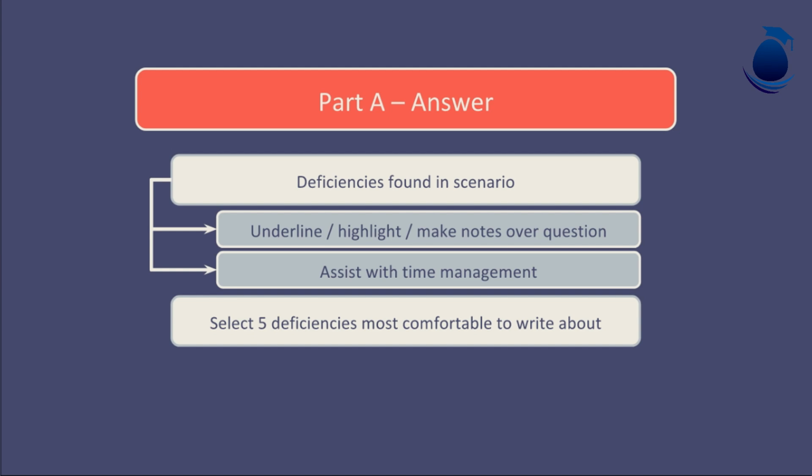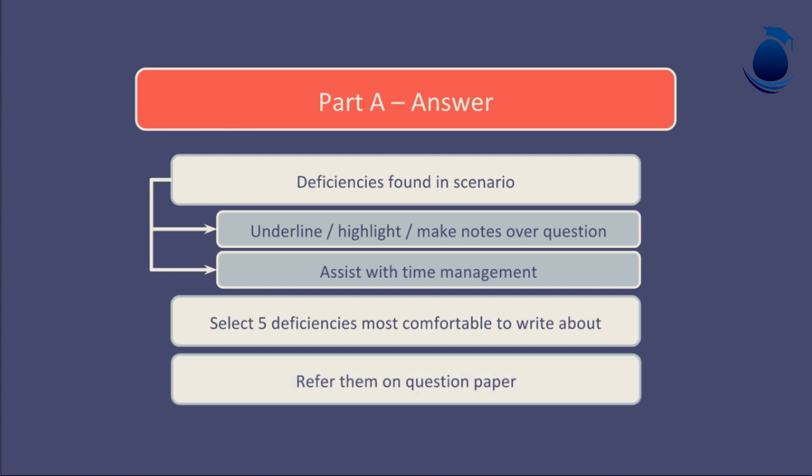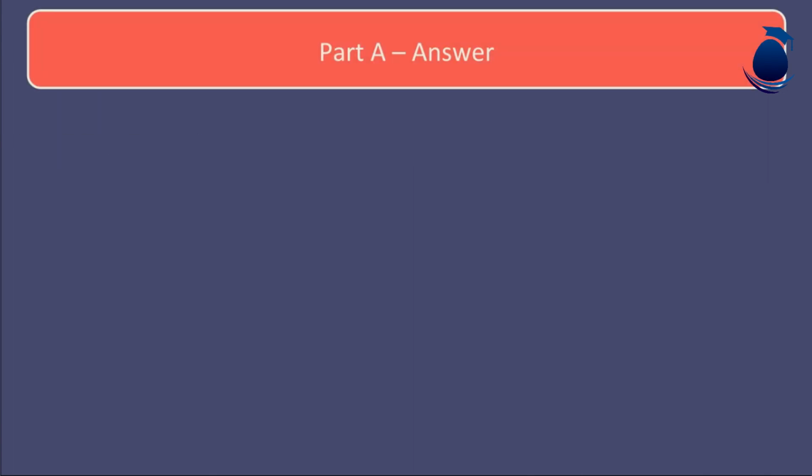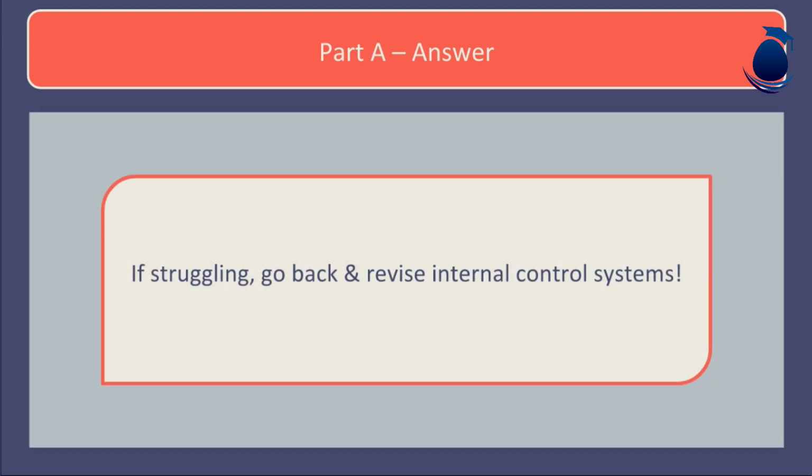You will therefore already feel confident that you can give a strong answer with some of the deficiencies included. Reference them on the question paper so you can see them quickly when you come to write up your answer. If at this point you are struggling to identify many deficiencies, it may indicate a lack of preparation in this area. It may be worth going back to your study notes and reviewing internal control systems and deficiencies again before continuing with this video.